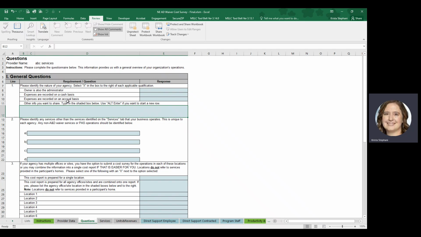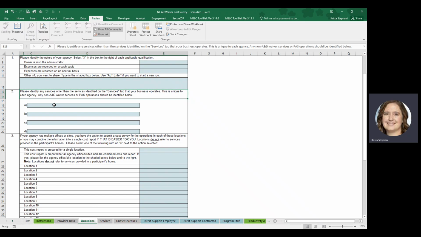These first questions are just general questions that provide us with an idea of how your agency is organized. Some identifying information that we may find useful is if you indicate if the owner is the administrator. How do you keep track of your accounting records? Is it on a cash basis or accrual basis? And then there is a space for any other information you want to share on how your agency is organized. If you are typing and you want to create a new line, you hit Alt-Enter and it will move the cursor down to a new line.